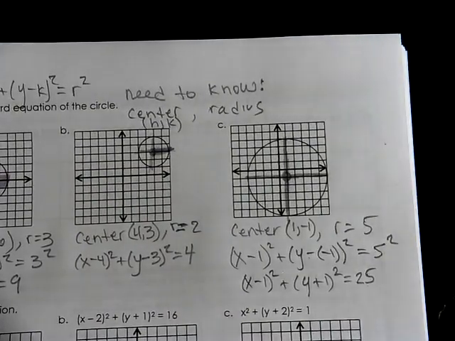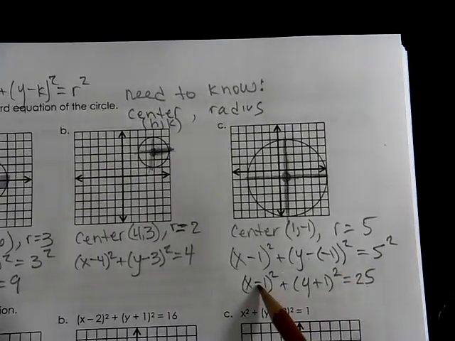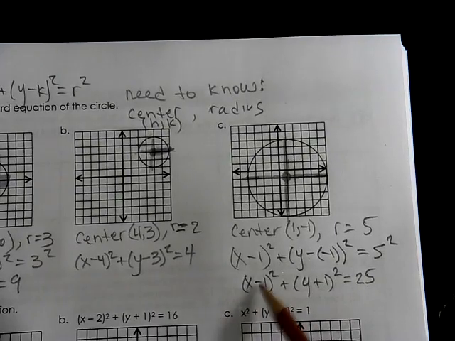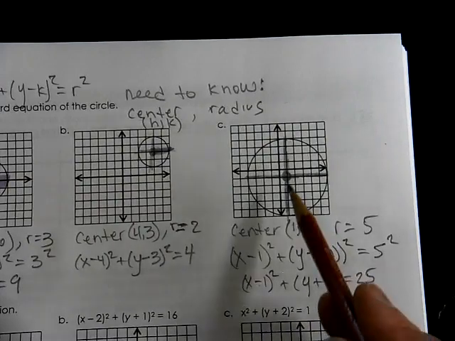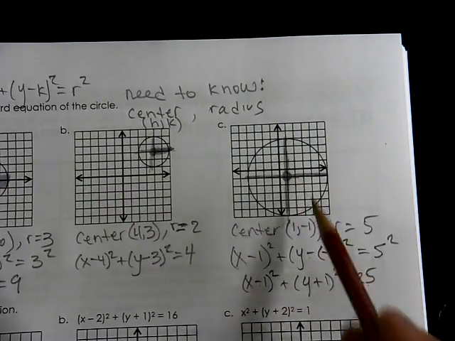25. We are 1 to the right, because it's x minus 1, and it's y plus 1. That means you're down 1. To the right 1, down 1.